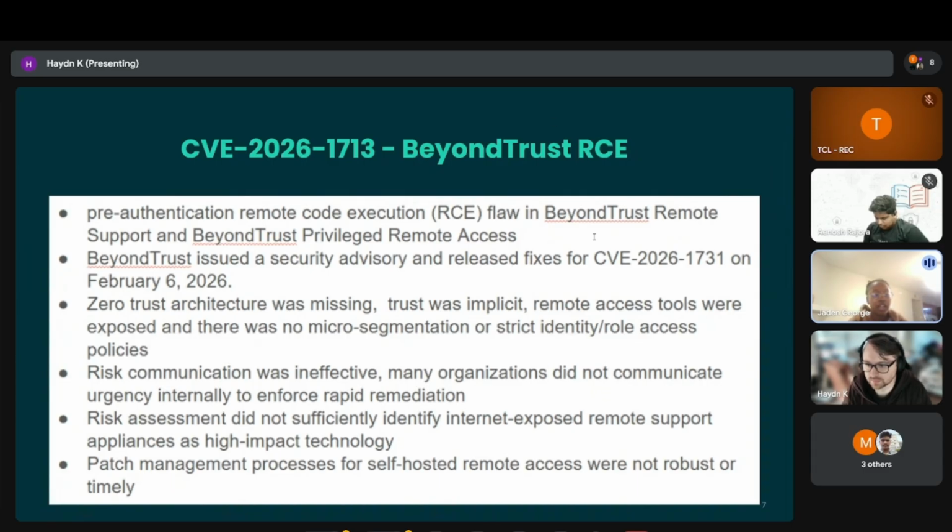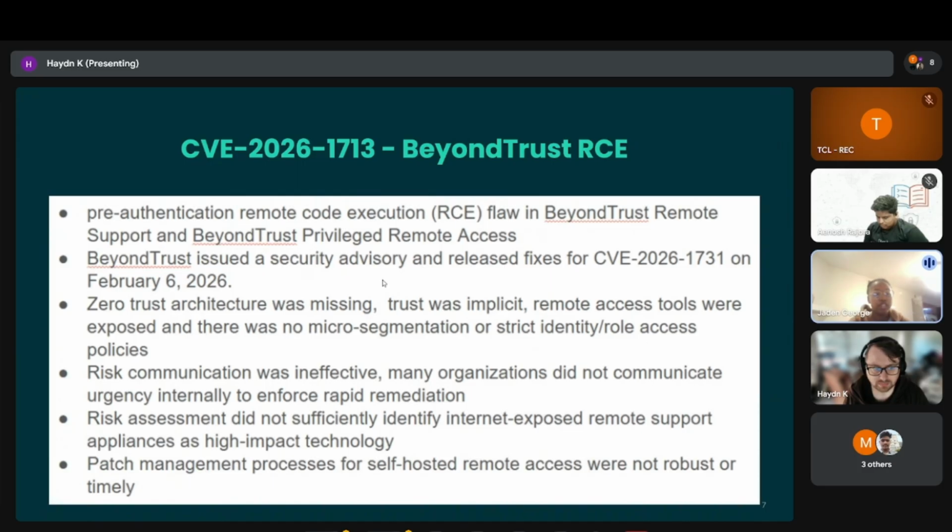The patch was applied automatically to cloud and SaaS instances by February 2nd, 2026. But self-hosted customers were required to manually update to patch versions to mitigate the risk. When it comes to vulnerability management, the failure occurred due to a lack of timely patching in the self-hosted environments. So that allowed attackers to exploit the already known flaws.